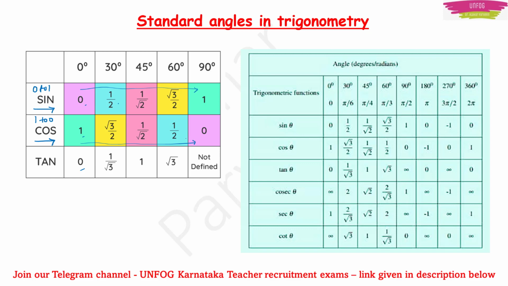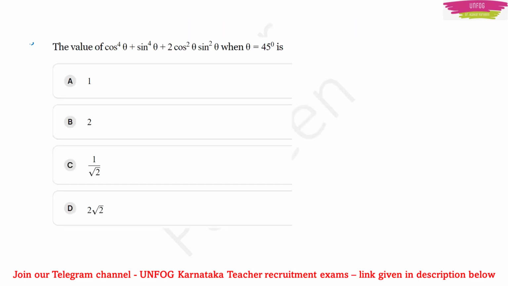Other values also you have to remember. It is up to you to learn these values, because I want to solve problems in this class, so I will not stick on this table for much time. For example, they may ask a question like this: the value of cos to the power 4 theta plus sine to the power 4 theta plus 2 cos square theta sine square theta when theta is 45 degree is.